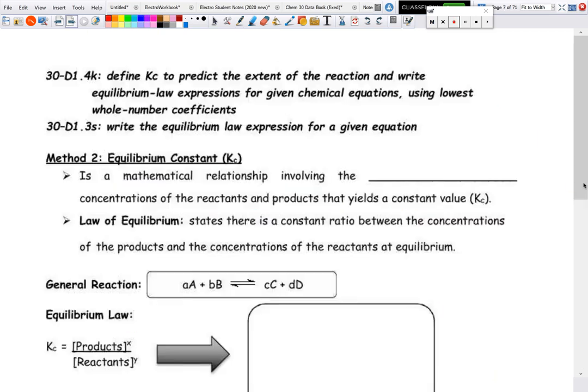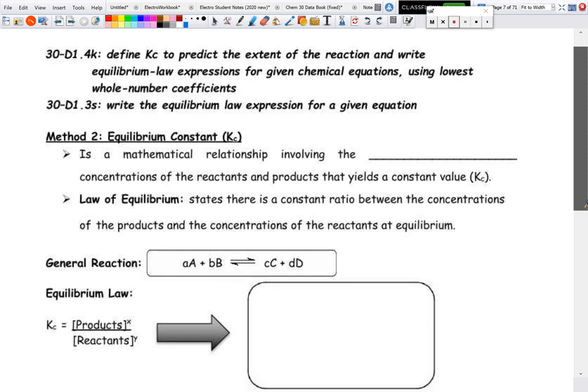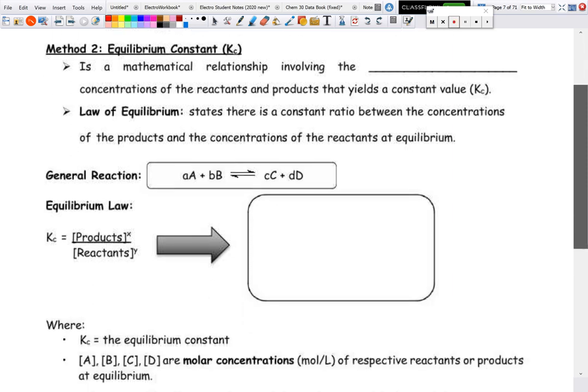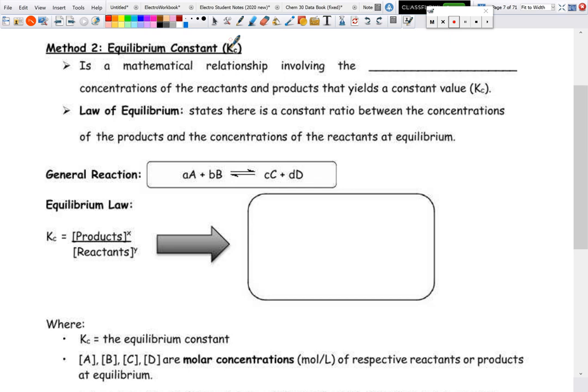So the next one we're going to be looking at is something called the equilibrium constant. The equilibrium constant is K with a subscript C. It is a mathematical relationship, so we will need to review our algebra skills for this one, and this involves the equilibrium concentrations of reactants and products, and this is going to yield the equilibrium law.